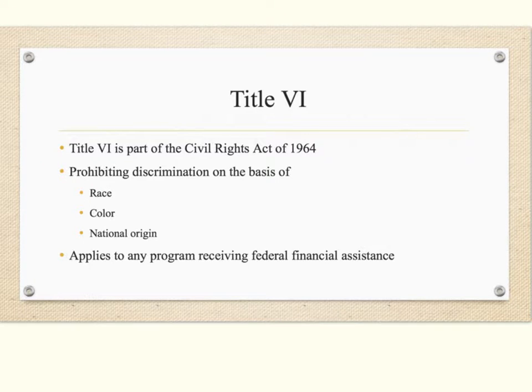So the first policy that we're going to talk about is Title VI. Title VI is actually part of the Civil Rights Act of 1964, and this prohibited discrimination on the basis of race, color, and national origin. This is going to apply to any program that receives federal financial assistance. So that could also be a private institution, even though we are public. If a private institution gives students federal financial aid or makes that available to them, they would also need to follow Title VI.